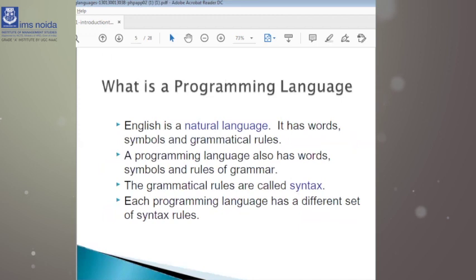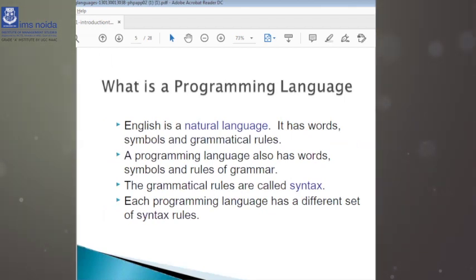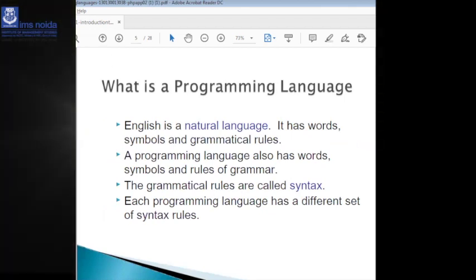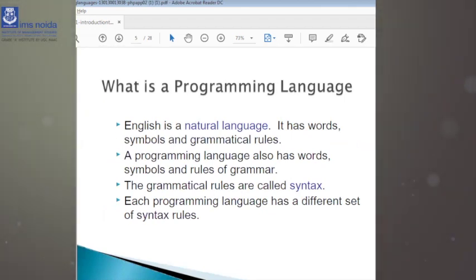Like I said earlier, humans just understand English. Humans can't understand the machine language. So English is a natural language. It has words, symbols, and grammatical rules. So on the basis of this language, we create a set of instructions. We create a code and implement the code.